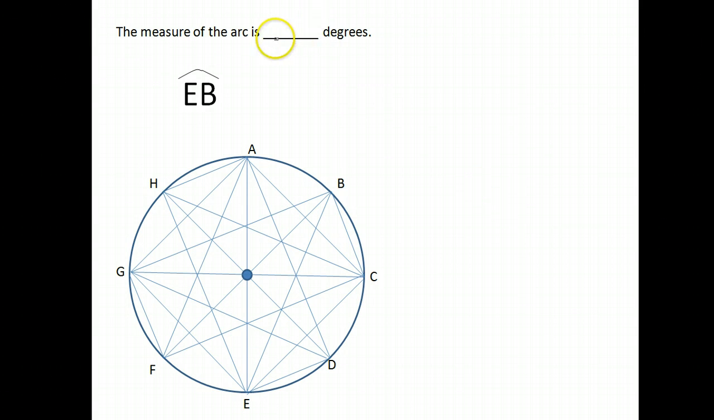The measure of the arc is blank degrees, and they want arc EB. So here is E, here is B. Now it depends on which direction we're going. I'm assuming we're going the short direction since I just put the 2 letters. So if we go the short distance from E to B, what's the measure of our arc? Again, we have this circle where we have 8 evenly spaced dots making 45 degrees in each arc. So the arc from E to B would be 45 plus 45 plus another 45, or 135.